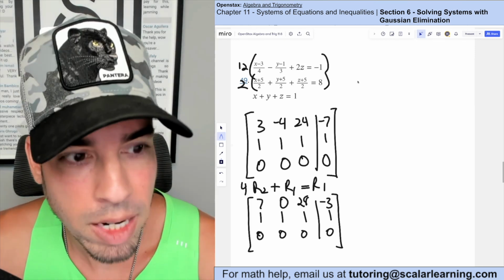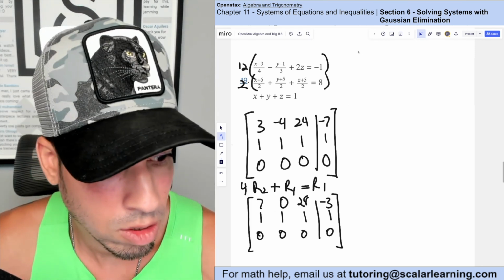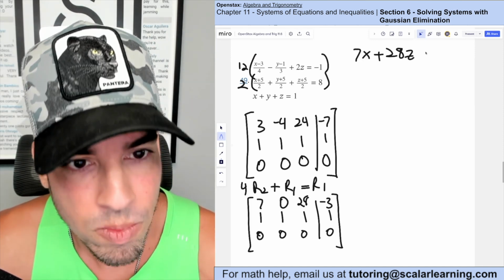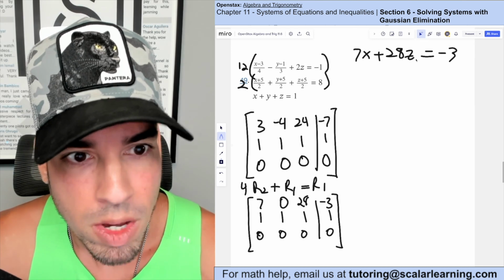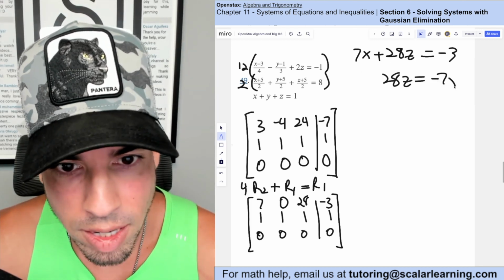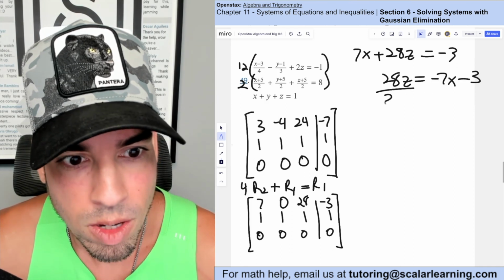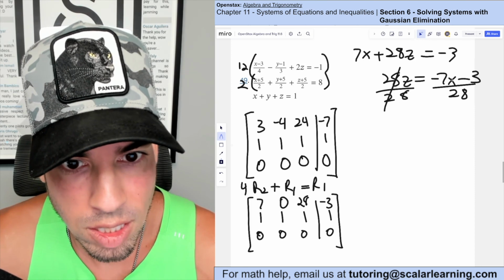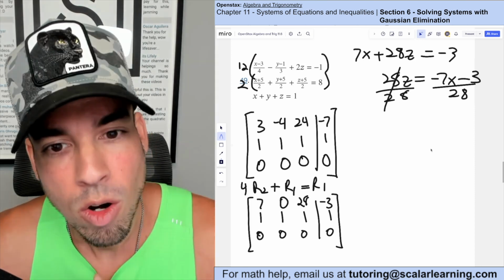So now let's turn this back into the variable equivalent equation, which is 7x plus 0y plus 28z is equal to negative 3. Now I want z in terms of x, so I got 28z is equal to negative 7x minus 3, divide by 28. And there's my expression for z. It's negative 7x minus 3 over 28.